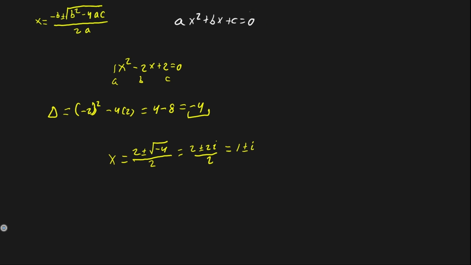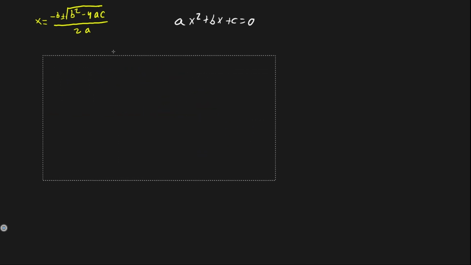So now we're going to go ahead and look at a different example. And this time we will have two solutions, but they're all going to be different. So let's go ahead and look at a quadratic where we have x squared plus 3x minus 9 is equal to 0.